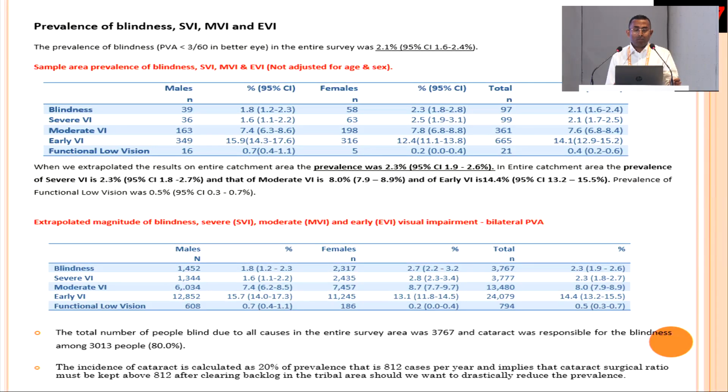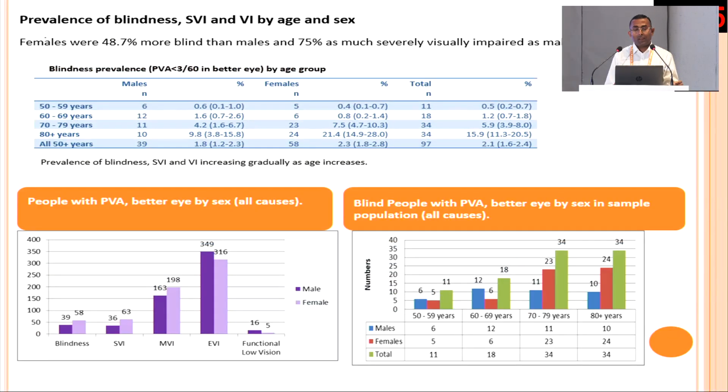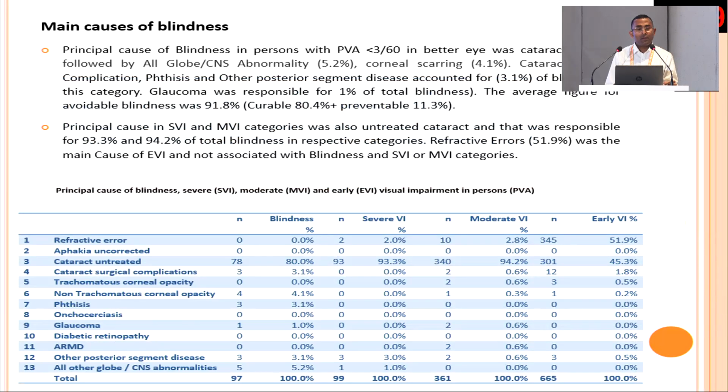The total number of people blind due to all causes in the entire area was 3767, and cataract was responsible for almost 3013 people, that is 80%. Prevalence of blindness was more among females, and prevalence of blindness, severe visual impairment and visual impairment increased gradually as age increased, as is seen in these graphs.